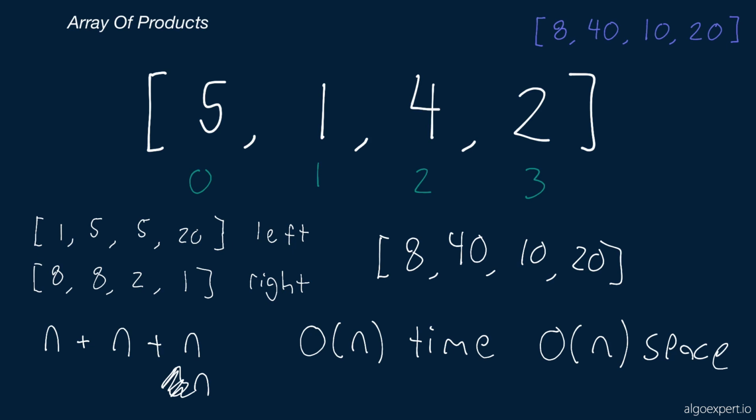Now I'm going to show you a slight modification to this solution that actually allows us to use a little bit less space. It won't be a better space complexity overall, but we can avoid having this left and this right array and actually do everything in one external array. So let's clear the screen and have a look at how we can do that.